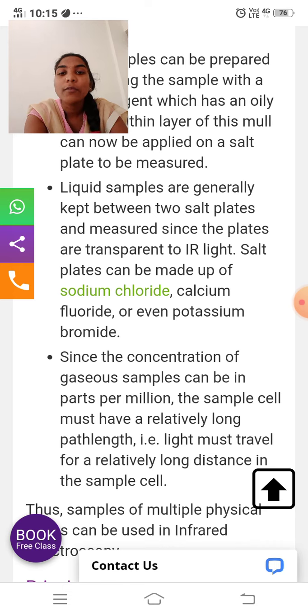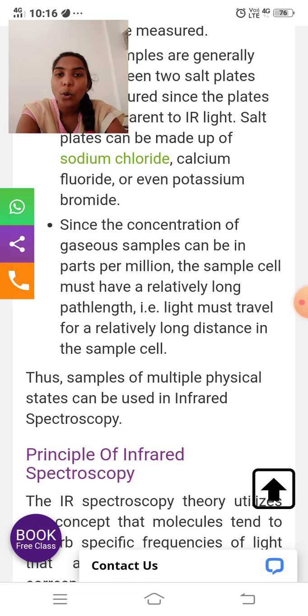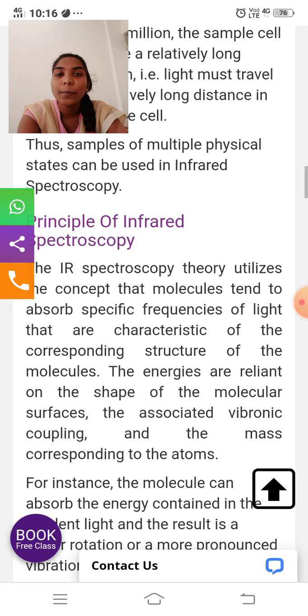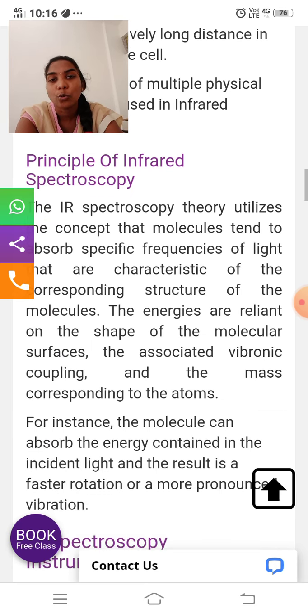And since the concentrations of gaseous samples can be in parts per million, the sample cells must have a relatively long path length. That is, the light must travel a relatively long distance in the sample cell. And samples of multiple physical states can be used in infrared spectroscopy.